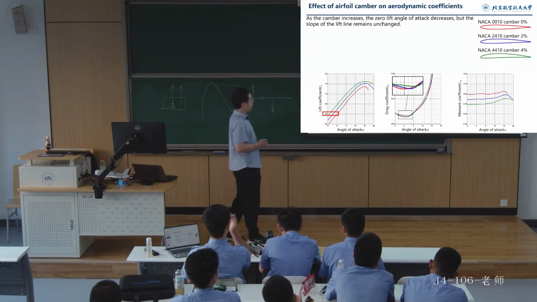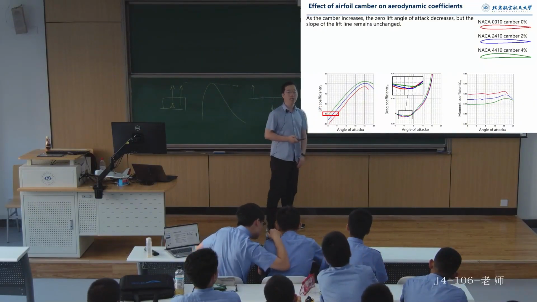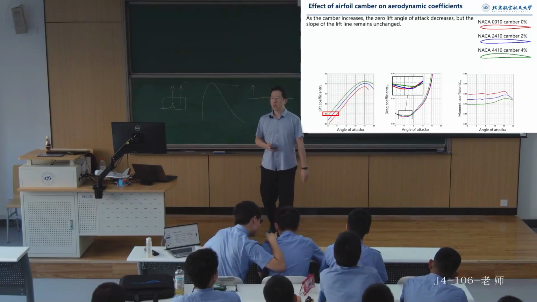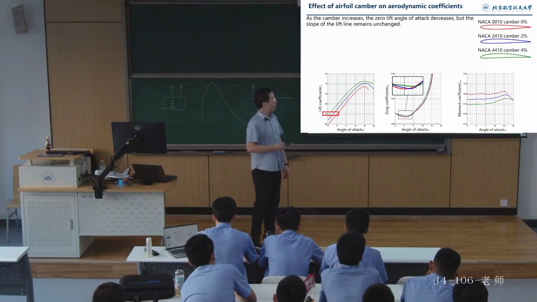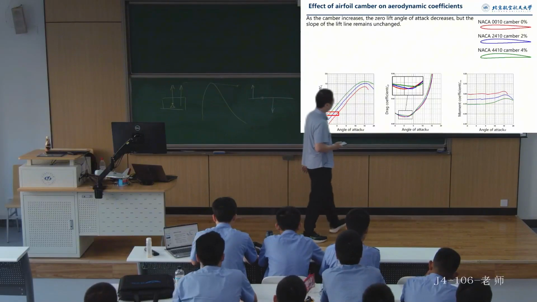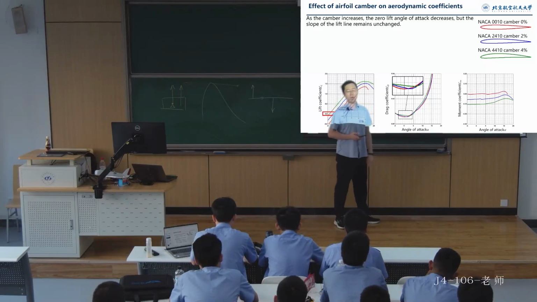It increases. Meanwhile, since this line is parallel, we find how the lift line slope behaves. With the change in camber, it actually remains unchanged, right? Then let's take a look at the drag characteristics. We focus on the small to medium angle of attack range, because when our aircraft is flying, the focus is mainly within the small to medium angle of attack range.